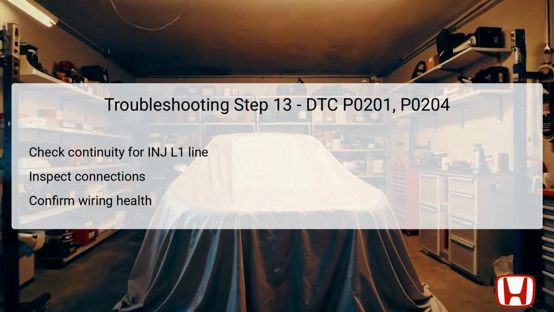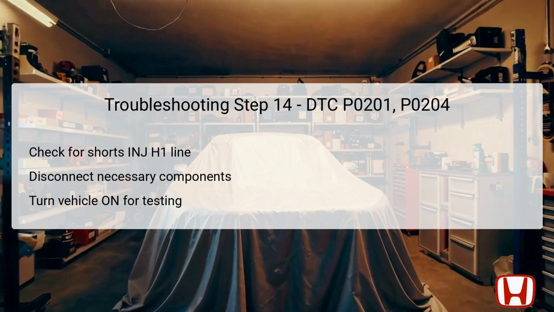The focus of Step 13 is to verify the integrity of the INJ-L1 line through continuity testing. Inspect the connections and ensure your vehicle remains in the off mode while conducting the test. Check for continuity between the specified points involved with the INJ-L1 circuit. Confirming continuity here indicates that the circuit is healthy. If not, this would suggest an issue that should be rectified, indicating potential disconnections or breaks that affect performance. Addressing these matters ensures effective fuel delivery and injector operation.